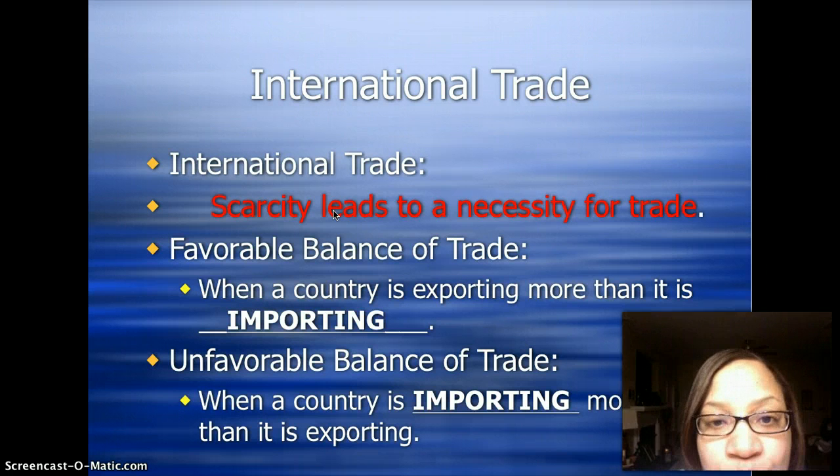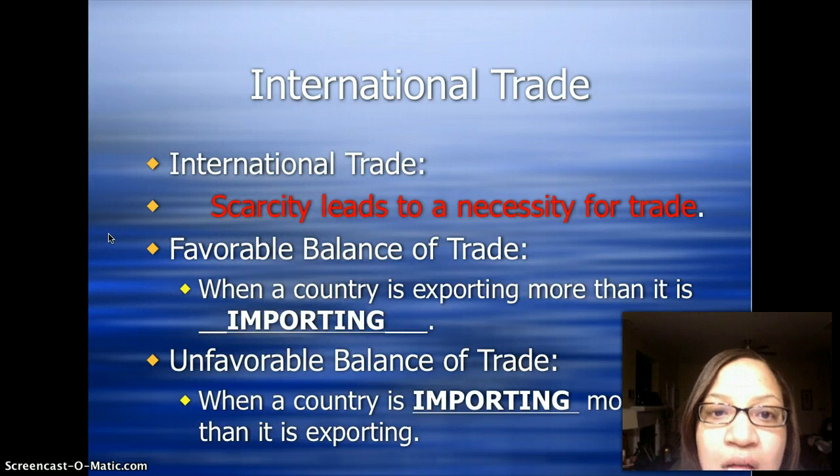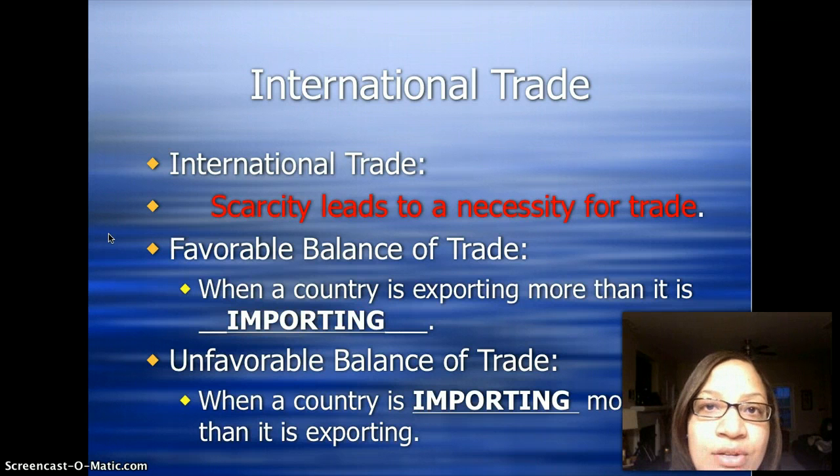Why? And this is where you need to look at your notes. Why do we have to trade? And it's in red. Scarcity leads to the necessity for trade. Scarcity means we don't have enough of something. The reason why we have to balance our bills every month is because we don't have enough money to pay for all our bills. And so that's the whole concept of scarcity.